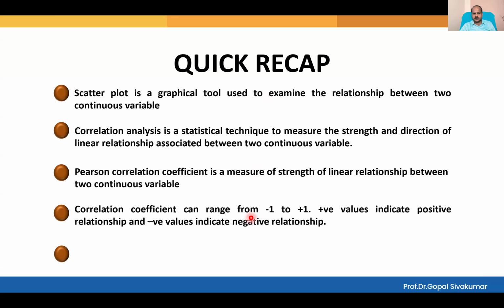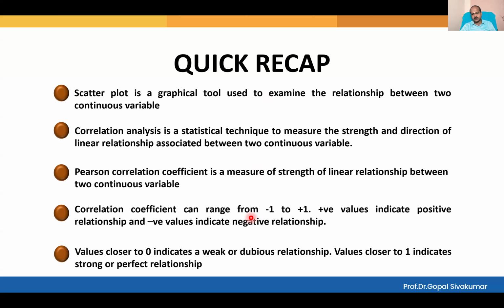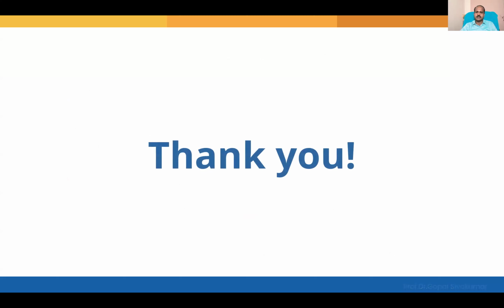So the higher the R value, the more the strength of linear relationship. It ranges from -1 to +1. Positive values indicate positive relationship, negative values indicate negative relationship. Values closer to 0 indicate a weak or dubious relationship. Values closer to 1 indicate a strong or perfect relationship. So I think the correlation coefficient and the scatter plot is understood. If there are any questions, please feel free to ask.